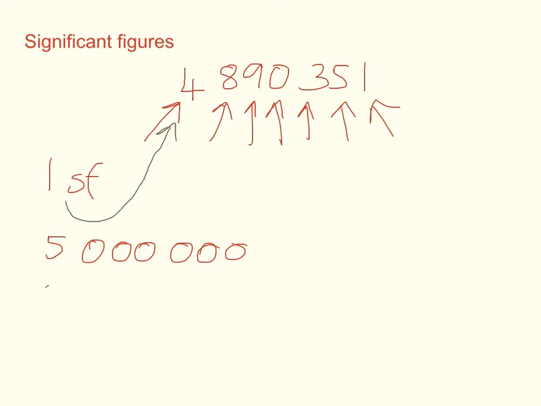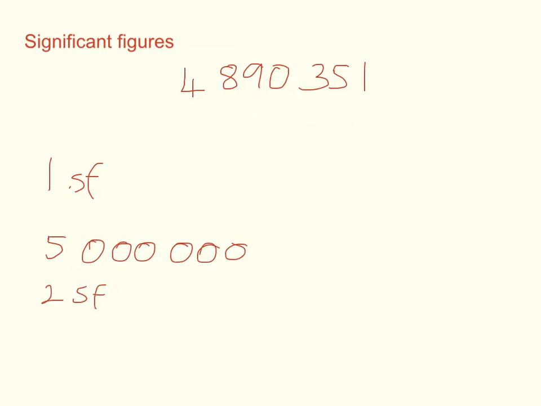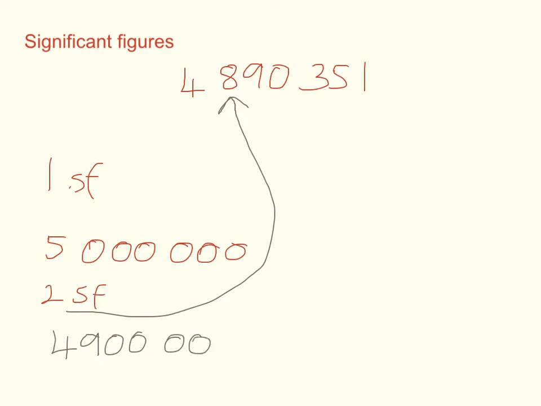is 5 million, because that number is closer to 5 million than it is to 4 million. Let's say I wanted to round to two significant figures. Well, we identify where the second significant figure is. Let's just get rid of these lines so we don't confuse things. The second significant figure is here, and it's in the hundred thousands column. So what I have to ask myself is, what hundred thousand is it close to? 4,700,000, 4,800,000, 4,900,000. It's closest to 4,900,000.